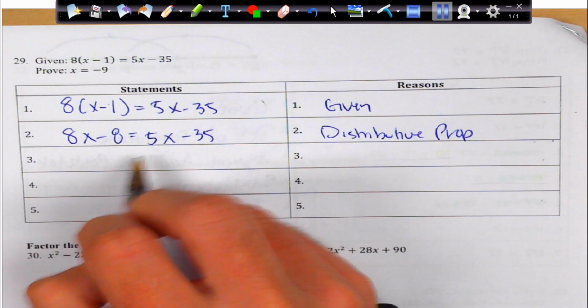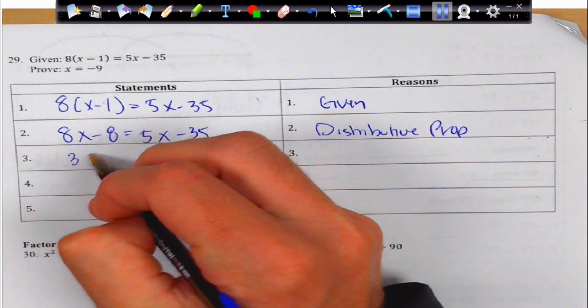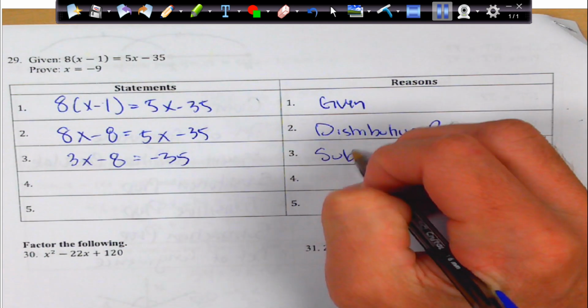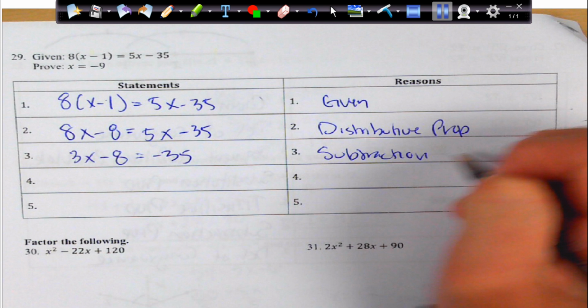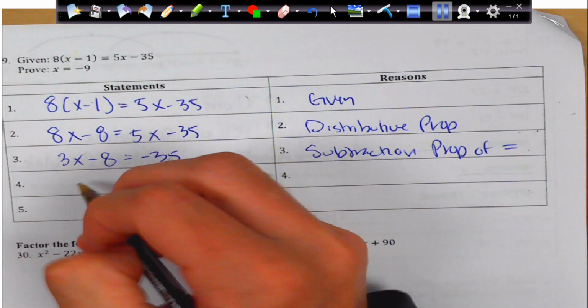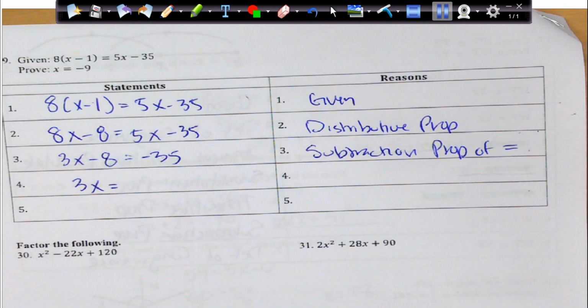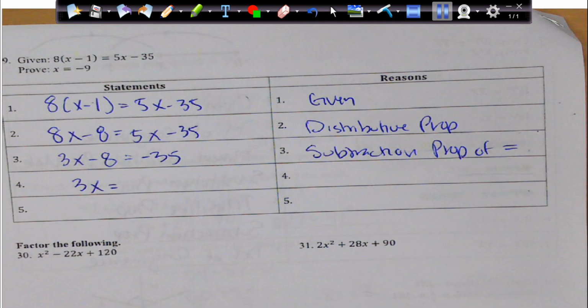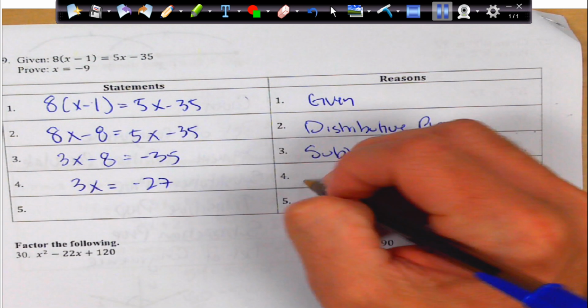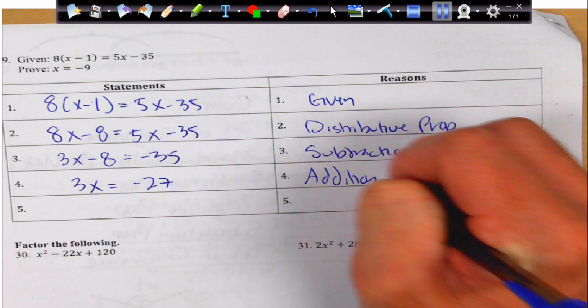Then I'm going to subtract the 5x over to get 3x minus 8 equals negative 35. So that's subtraction property of equality. And then I'm going to add the 8 over. So that's 3x equals negative 35 plus 8, which is going to give you a negative 27. So that was addition property of equality.